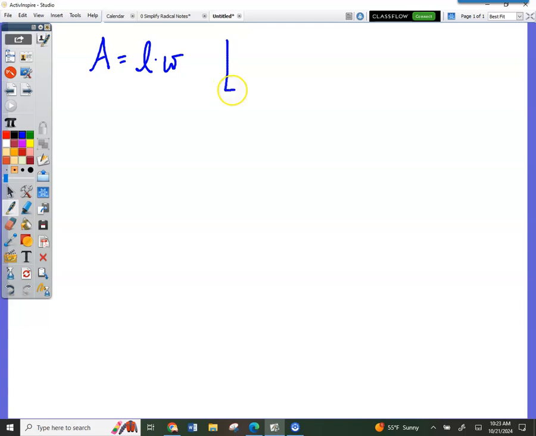You have a rectangle. You've got your length. You've got your width. If we want to know how much area the rectangle takes up, I would multiply the length times the width.